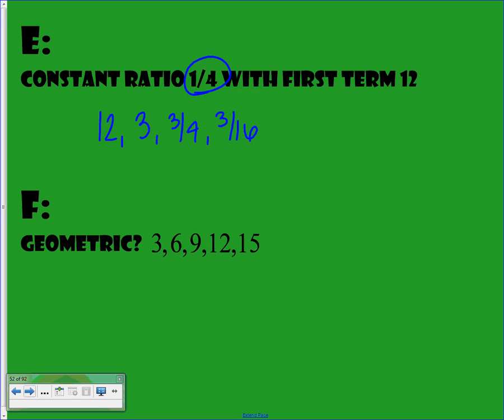Example F says consider the sequence 3, 6, 9, 12, 15. Is this geometric? Why or why not? Okay, well, 3 plus 3 is 6, 6 plus 3 is 9, 9 plus 3 is 12, 12 plus 3 is 15. Is that geometric? No. Okay, because you are not multiplying by the same value. Because you have no constant ratio would maybe be another way to say it. You have a constant difference, okay, which makes it arithmetic, but geometric means you're multiplying by the same amount, so that's a no. So just make sure that you're careful there.